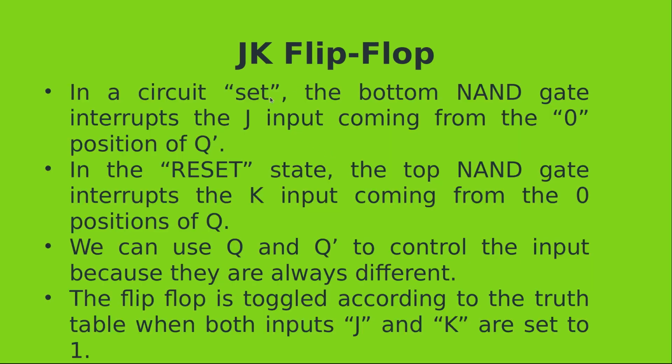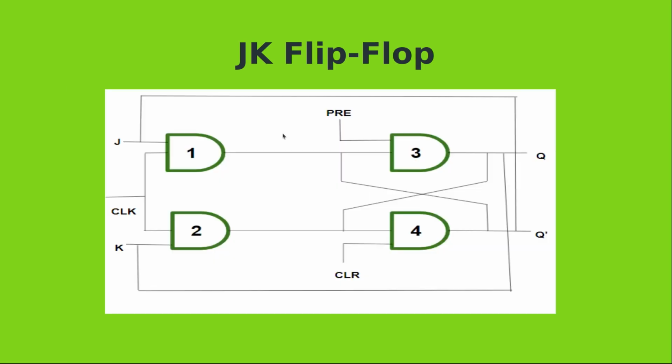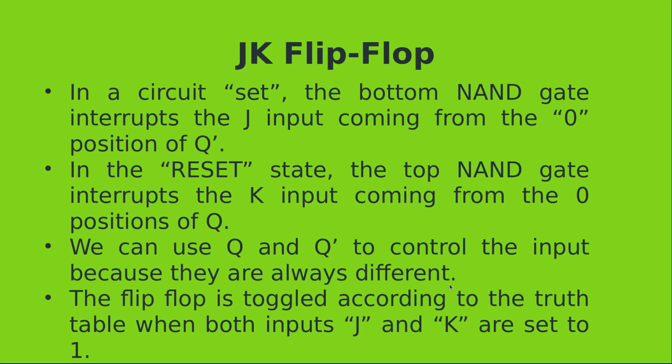Then in the set state, the bottom NAND gate interrupts the J input. As I told you previously, the output of the bottom NAND gate will be attached with J, and the K is also attached with the output of the top NAND gate. That is why, as explained, the bottom NAND gate interrupts the J input coming from the 0 position to Q bar. In the reset state, the top NAND gate interrupts the K input.